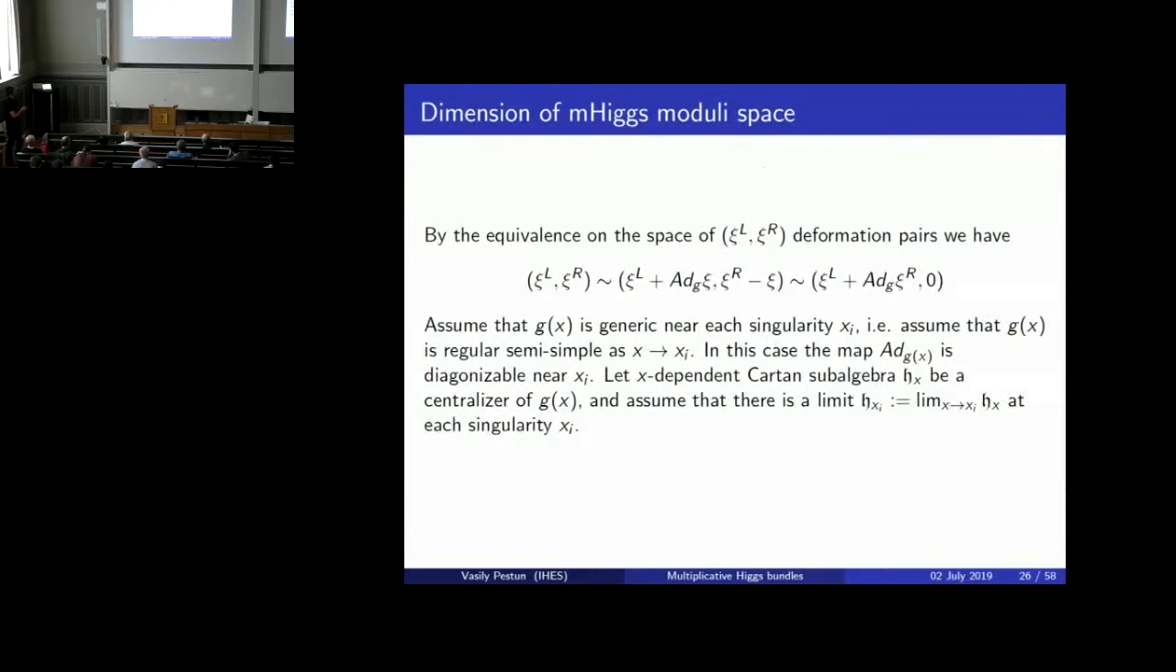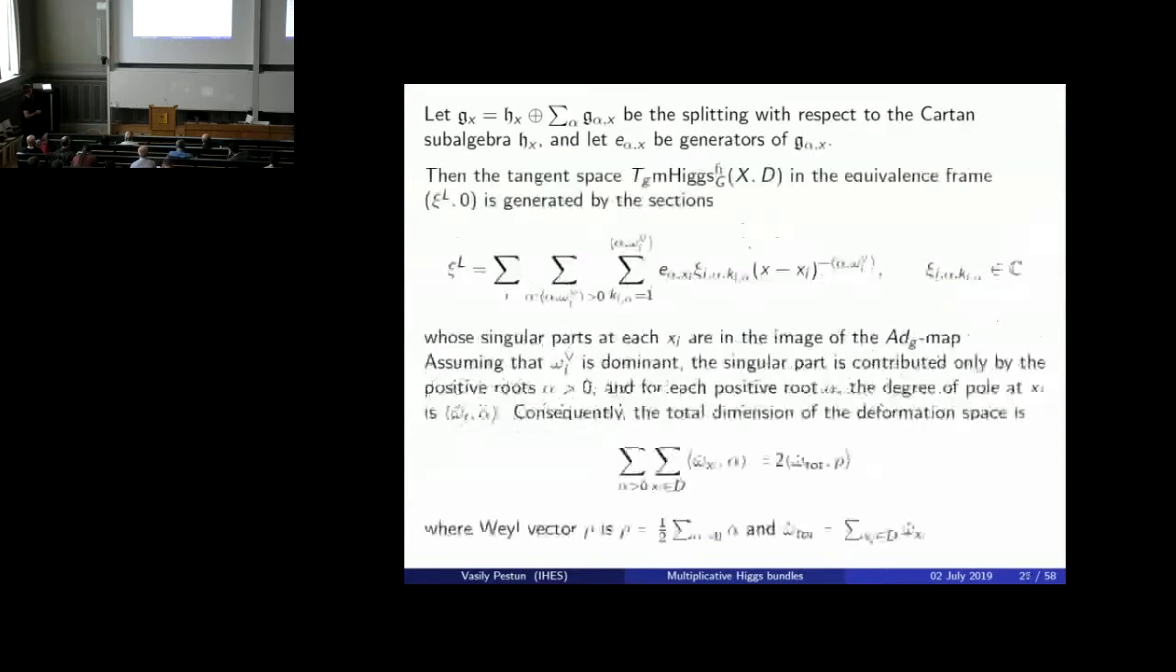So any pair psi L, psi R is equivalent to the pair psi L plus adjoint G action on psi R, comma 0. Now let's assume that G of X is generic near each singularity. That is, it's regular semi-simple as X goes to singularity Xi. In this case, the map adjoint of G of X is diagonalizable near Xi. Define H sub X to be the centralizer of G of X, and assume that there is a limit H sub Xi when you move X to the point Xi.